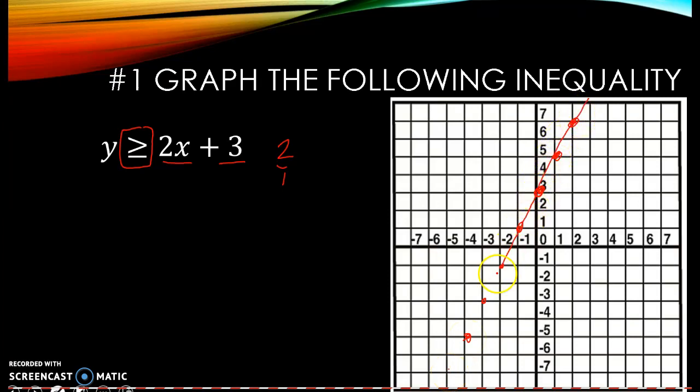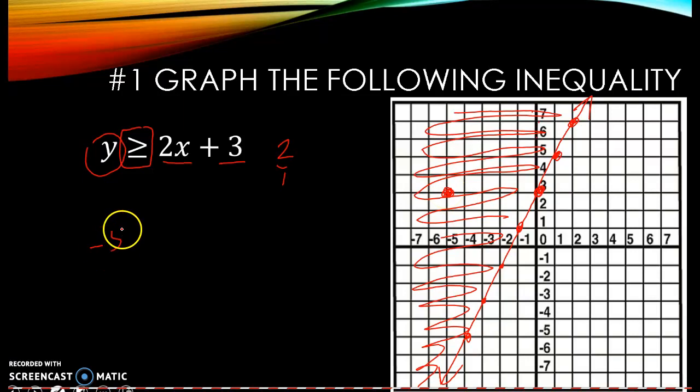So this line is included in the graph, and it says all the y values that are greater than or equal to that. So all the y values that are greater than are everything on this side. And so that means that everything on this side of the line is going to make the equation true. We can pick any point out here. Let's just say I pick this point right here. This point here is -5, 3. If x is -5 and y is 3, if I plug those in, it's going to make that equation a true equation.